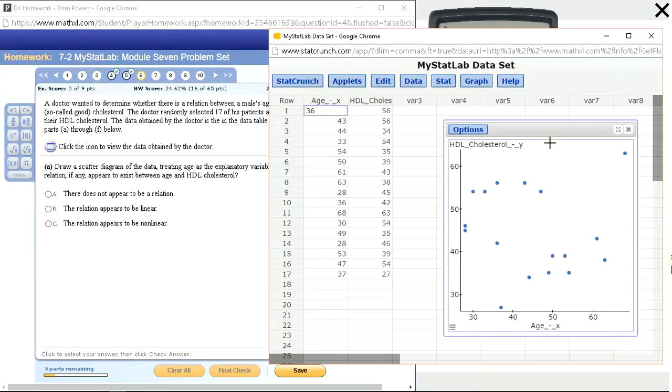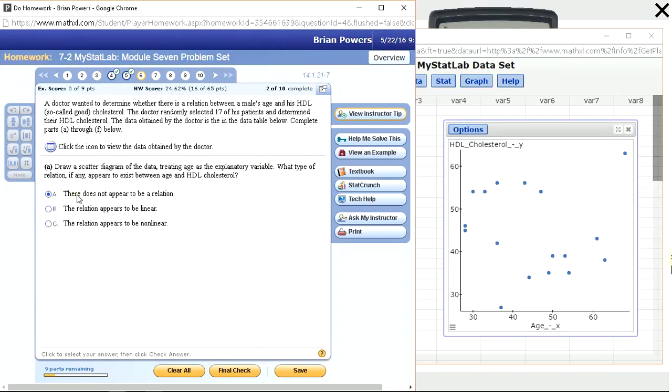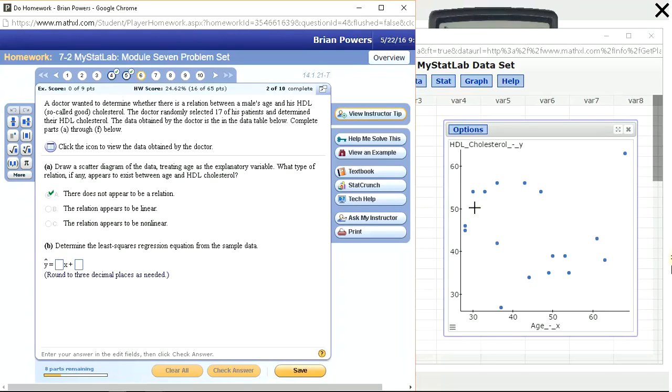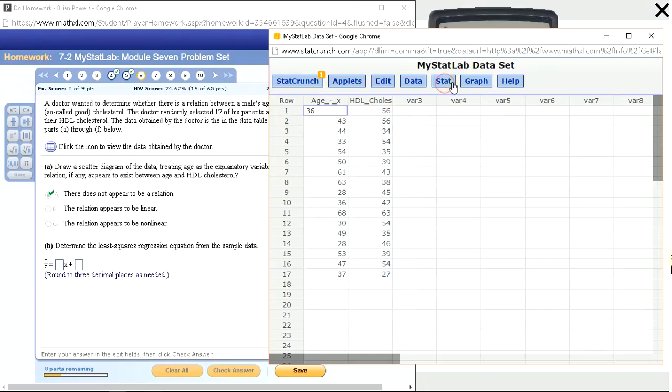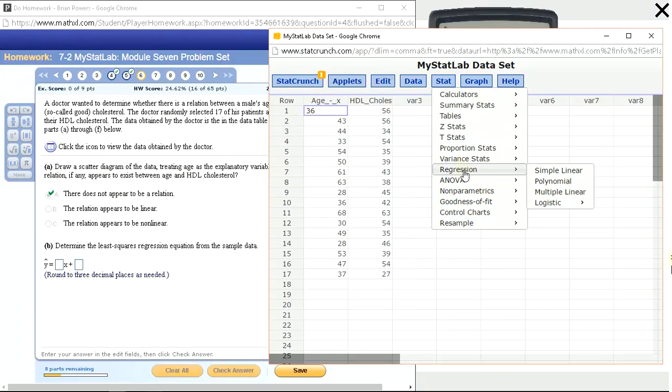Based on the scatter plot, we want to decide whether or not there is a linear relationship. This looks like a big old mess. I don't see any sort of trend line. I would say there appears to not be a relation, at least from a visual inspection. The least squares regression example. So this is to say, okay, well, let's for the sake of argument do a linear regression and just see what we would get. Simple linear regression.